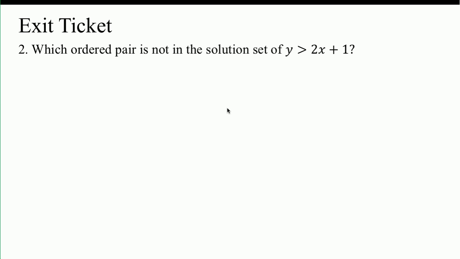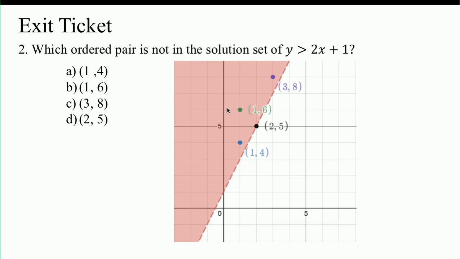Number 2 says which ordered pair is not in the solution set of y greater than 2x plus 1. So these are our choices. Looking at the graph, we can see that all of the points are in the shaded region except 2, 5, which is on the dashed line. This is not a solution, since points on the dashed line do not satisfy the inequality. Therefore, our answer is choice D.